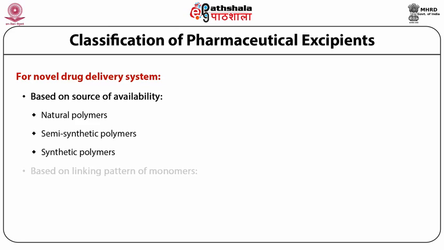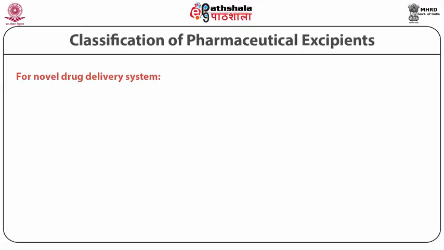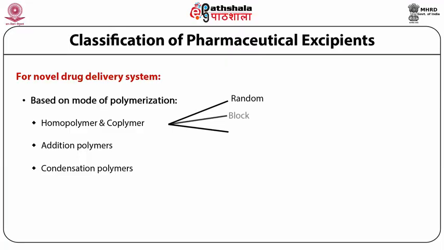Second category, based on the linking pattern of monomers: linear polymers, branched polymers, and cross-linked polymers are included. Based on the mode of polymerization, homopolymer and copolymer, addition polymers, and condensation polymers are included. Copolymers could be random copolymer, block copolymer, alternating copolymer, and graft copolymer.